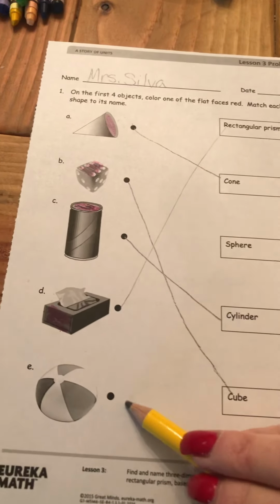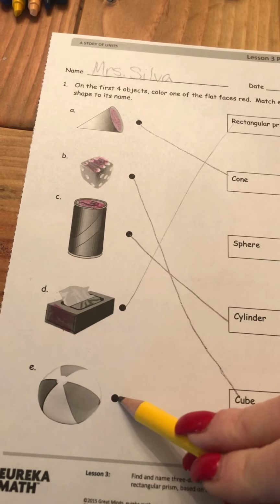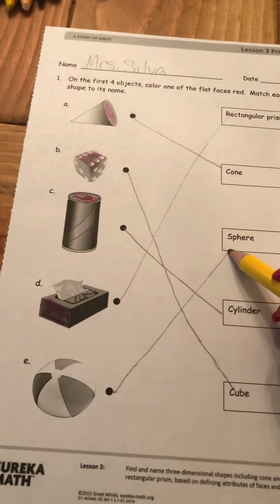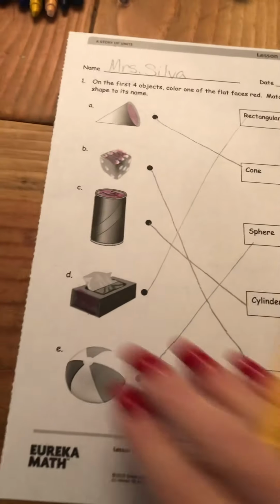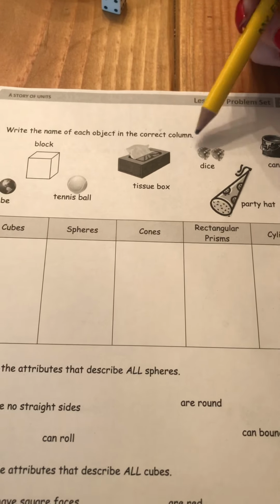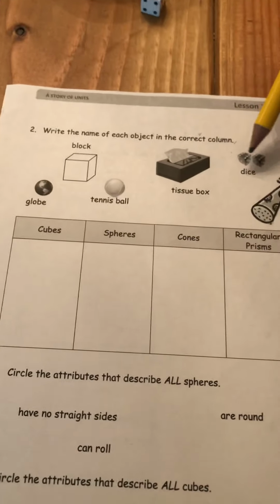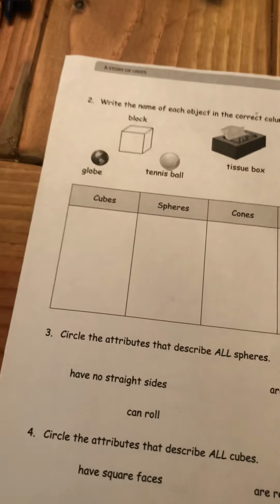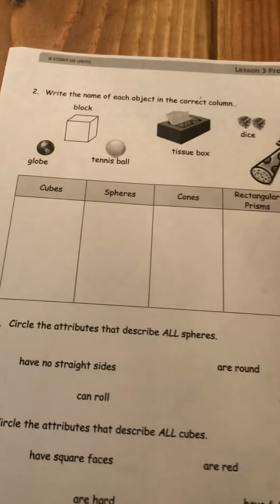And the last one we talked about is a sphere. So you draw it from the point to the word sphere, which is another word for ball. Write the name of each object in the correct column. So now we're doing the same thing, we're just putting them into the right column. Oh, a party hat would be a cone, but I don't have any party hats either.